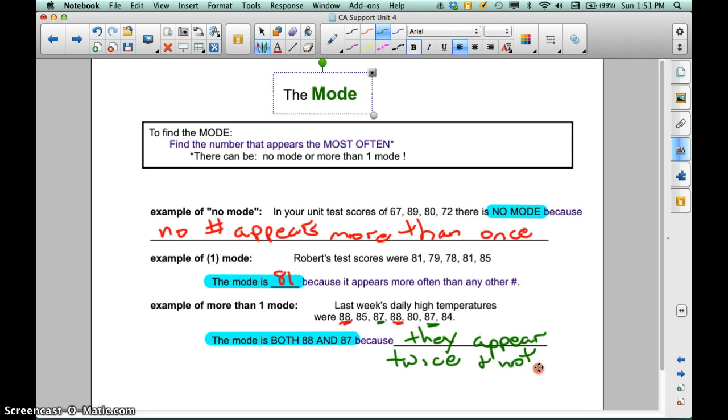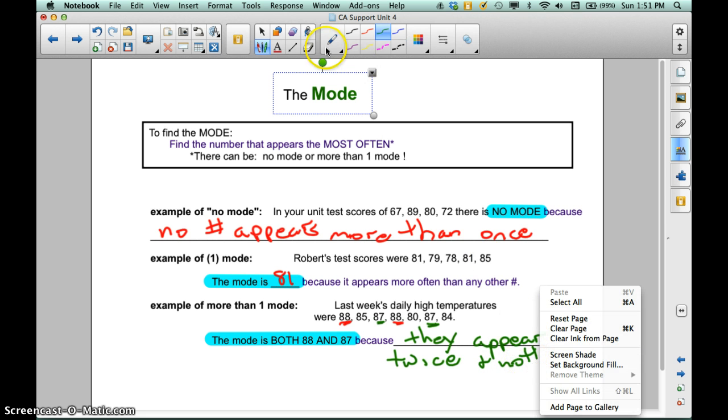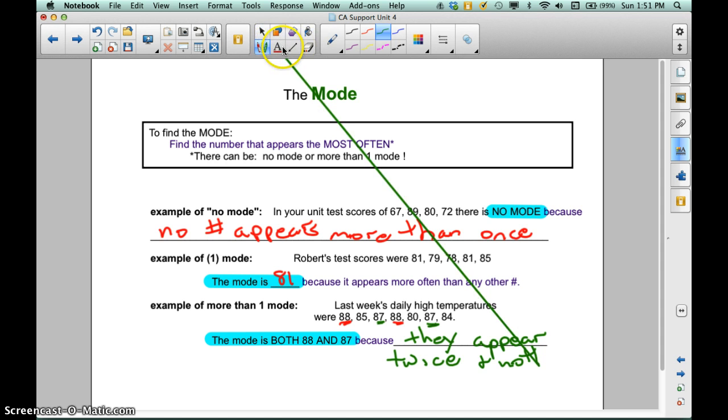And nothing appears more than that. Whoops. This seems to happen to me sometimes. Okay, and nothing appears more than twice.